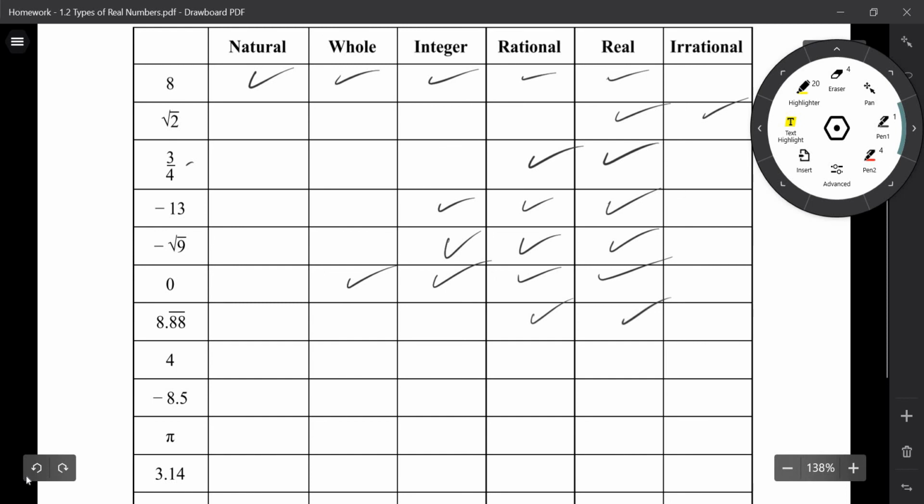And what about 4? Well, it's natural. I was actually about to jump to an integer, but no, it's a natural number. It's a whole number that's greater than 0, or greater than 1, equal to or greater than 1. So natural, whole, integer, rational, and real.